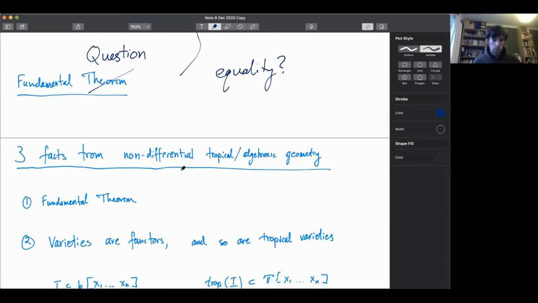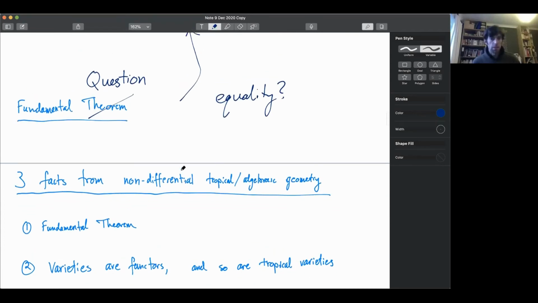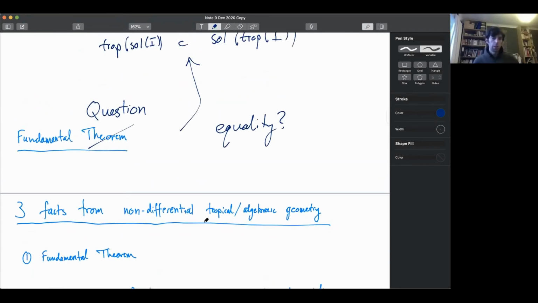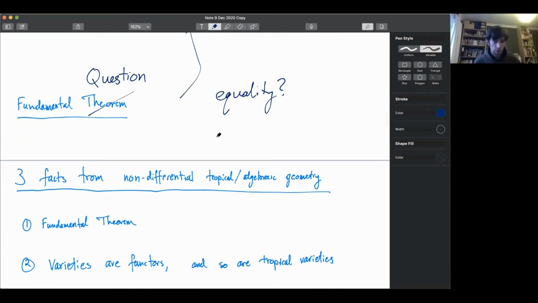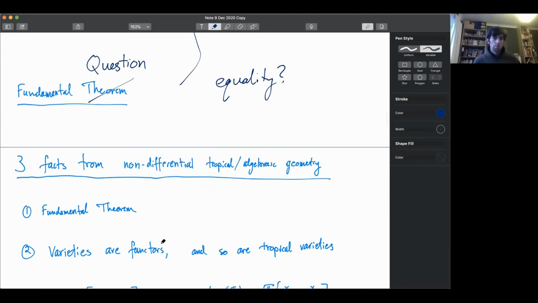So now let's talk about three facts from non-differential tropical and algebraic geometry and how they relate to this setup. So the first fact is the fundamental theorem. All right, well, I've just addressed that, so let's go on to the second fact. The second fact is that varieties are functors, and so are tropical varieties. I'll explain what I mean by this in a minute.